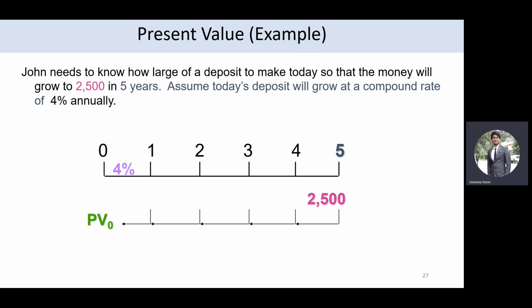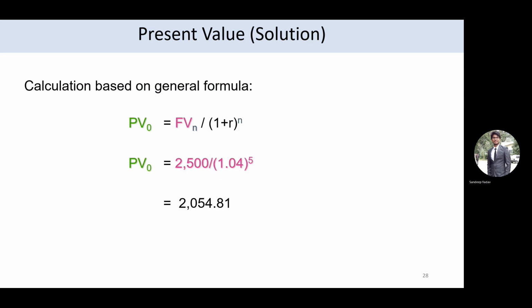Now let's take an example. John needs to know how large a deposit to make today so that the money will grow to 2,500 in 5 years. Assume the deposit will grow at a compound rate of 4% annually. So now we have an interest rate and we have 2,500 rupees as a future value. We have to calculate the present value.